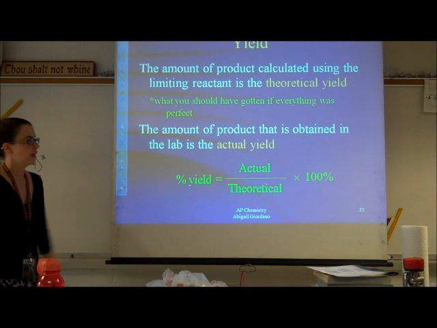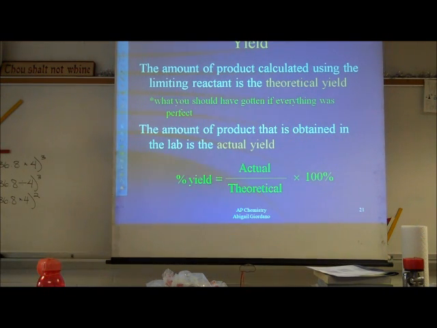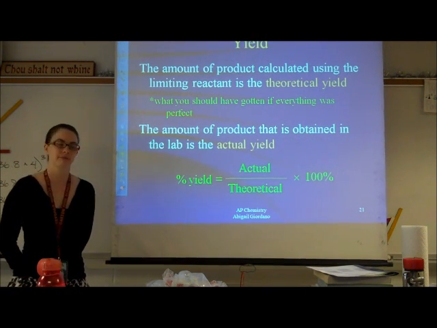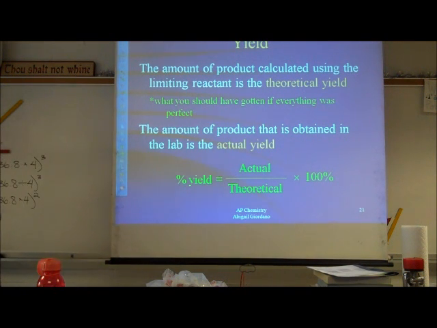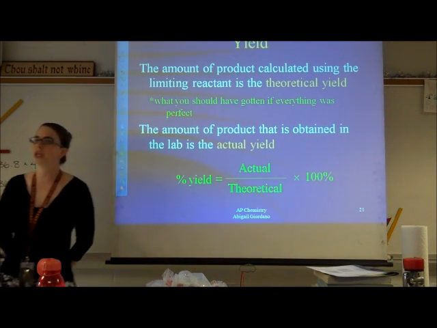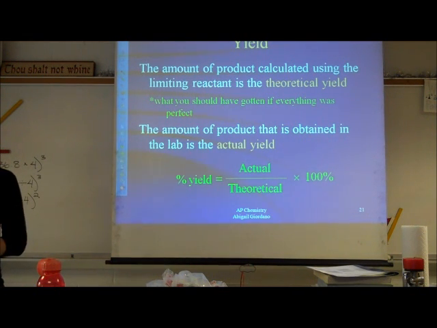Okay? This is how you calculate percent yield. Easy to remember. A comes before T in the alphabet. Actual over theoretical. Okay, and remember I told you, I think it was last class, any type of percentage that you calculate, it's kind of a general rule, percentages you may round to 1 decimal place.